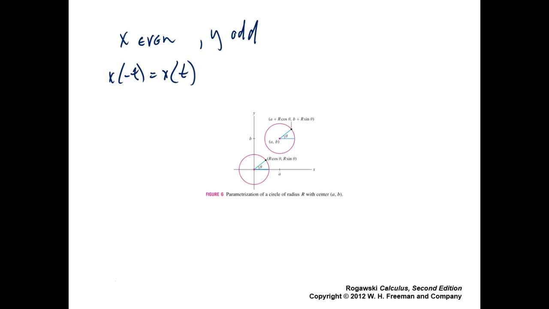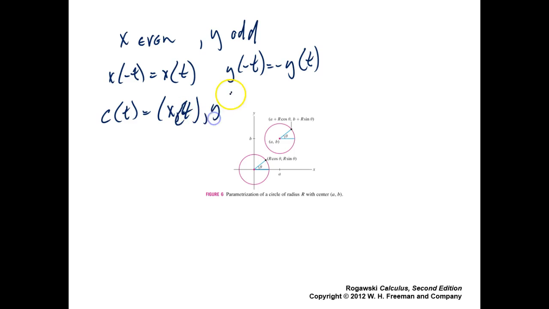Y as an odd function means that y of minus t is equal to minus y of t. Now, what if you had a function c of t equal to x of t, comma y of t? That's your curve that's being formed by those parametric equations.